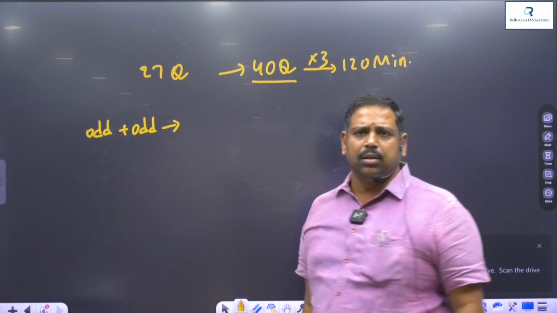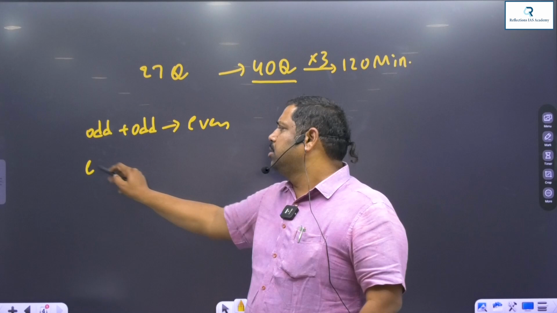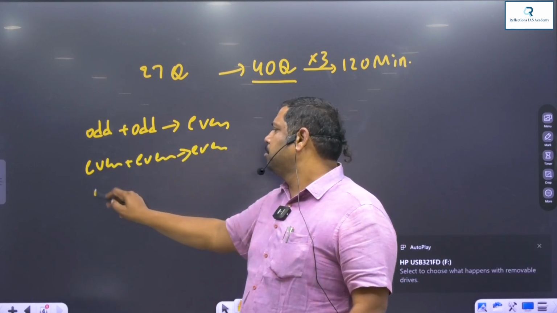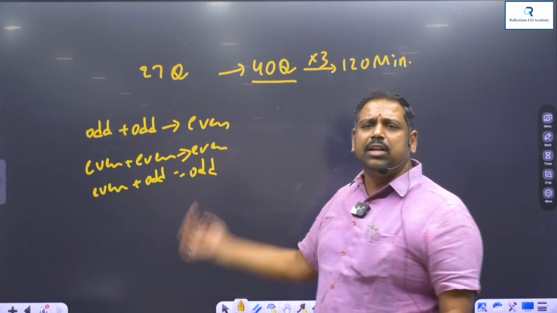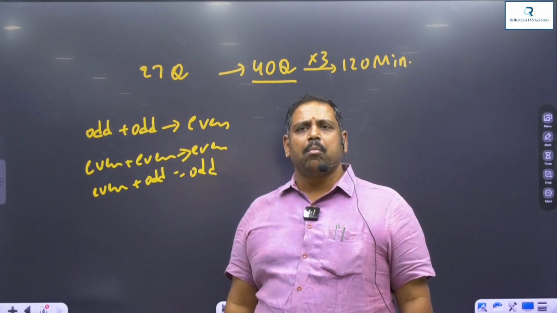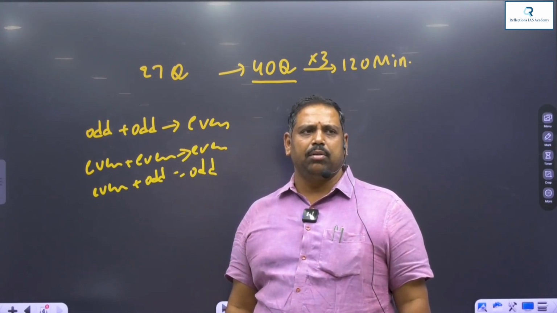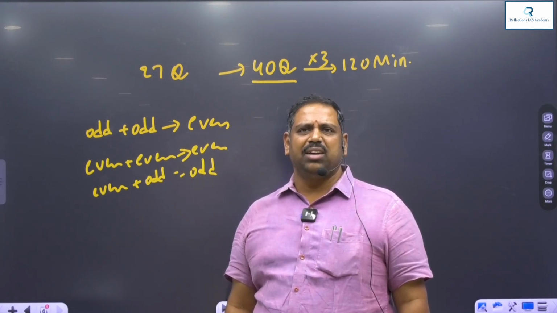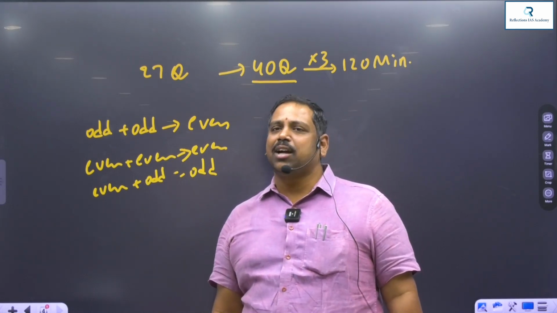Odd plus odd means? Say loudly. Even, that's it. Even plus even? Good. Even plus odd? Even plus odd, you will get an odd number. Good. Odd into odd? Odd only. Even into even? Even into odd? Odd. Prime into prime? Definitely composite. Prime into prime will definitely be a composite number.